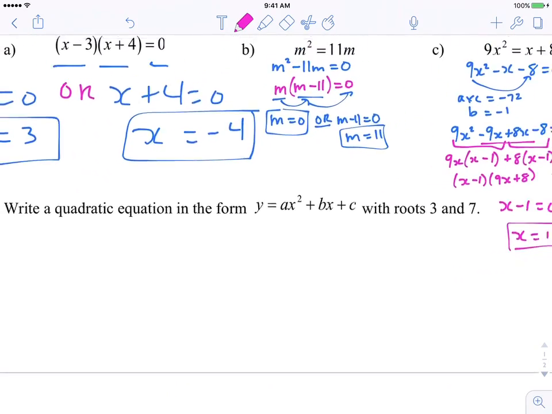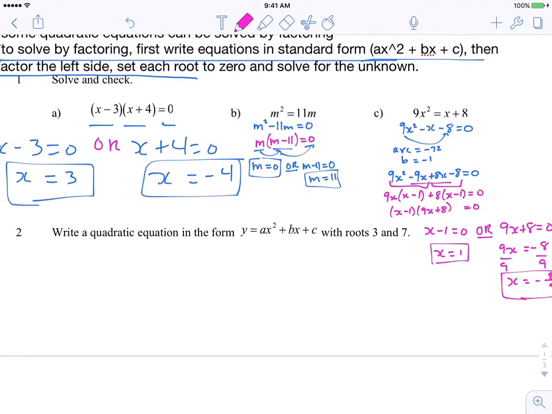Now here's an interesting question. Write a quadratic equation in the form y equals ax squared plus bx plus c. So we want standard form, and the question is telling us that it wants the roots to be 3 and 7. Well, if we want it in standard form, we can't just start writing y equals something x squared and start placing numbers in. So what we want to do is, if we know our roots are 3 and 7, then let's work backwards here.